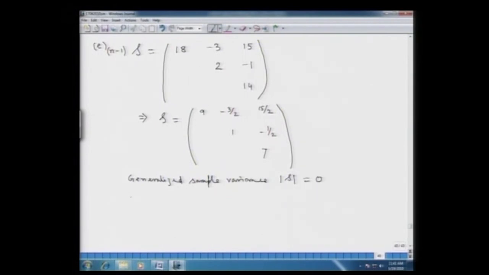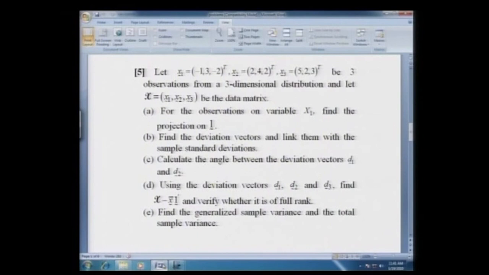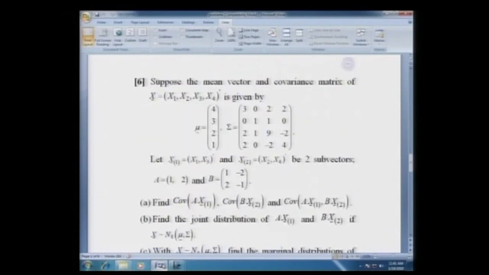And then we are also trying to get the total sample variation. This is what we had earlier defined in our theory classes. The total sample variation is going to be the trace of this S, and that is 9 plus 1 plus 7, equal to whatever. So, we have the generalized sample variance from this, and also the total sample variance from this. That completes this problem number 5. Let us now move on to the next problem.